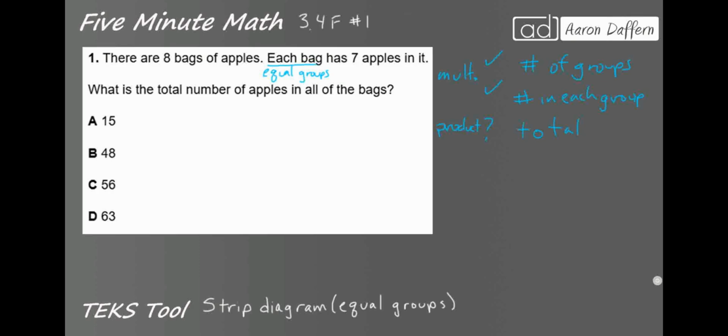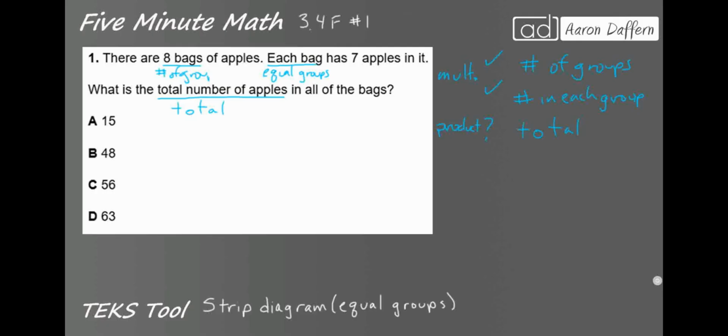And so let's see what we have here. There are 8 bags of apples. All right, so are these 8 bags, is that going to be the total? No, that's not the total, because look, is this right down here? What is the total number of apples? All right, so you're asking for the total, which means it's going to be a multiplication problem. Therefore, we're looking for either the number of groups or the number in each group. Well, there are 8 bags. If we can think of each bag as a group, this is going to be my number of groups.